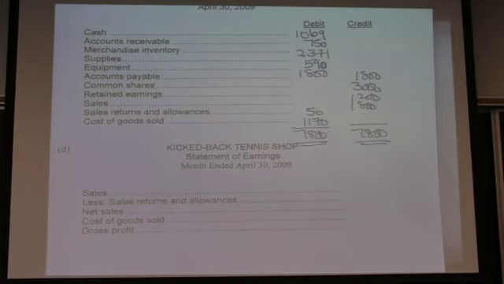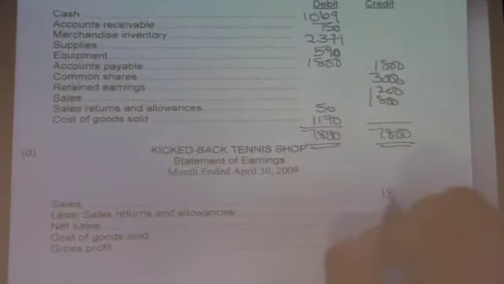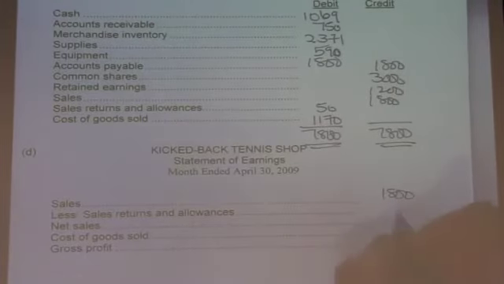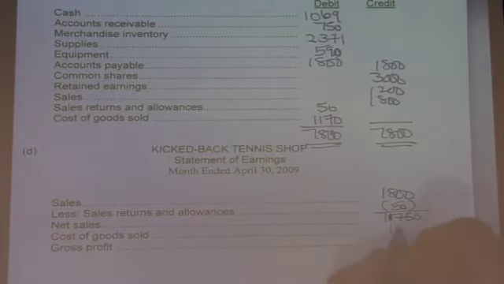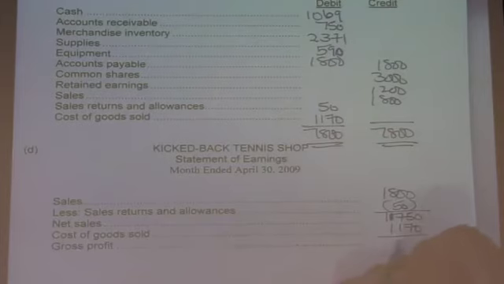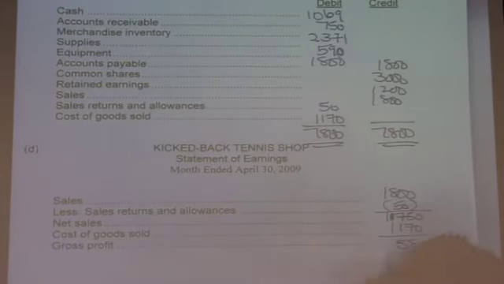The income statement, or statement of earnings, is just how did we do? What were our sales? What were our related costs? In this case, we sold 1,800, less we had a sales returns and allowance. That's a contra account to net sales. And then cost of goods sold is 1,170, giving us an income or profit of 580.